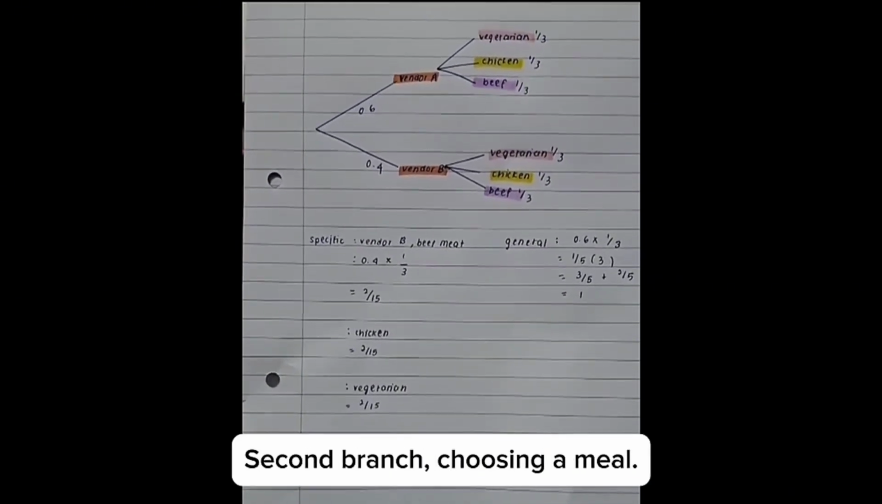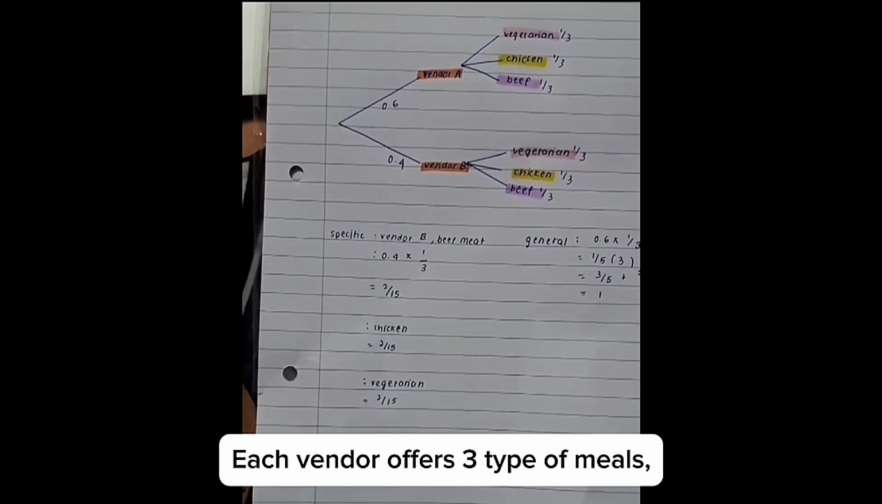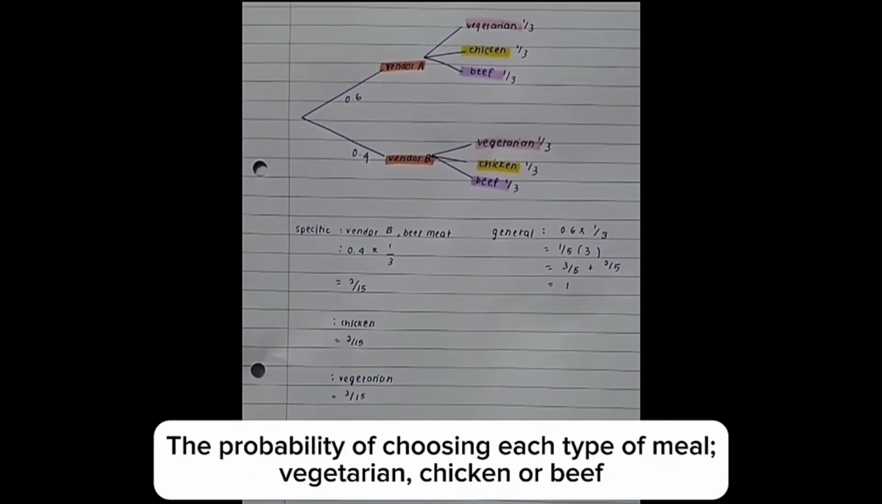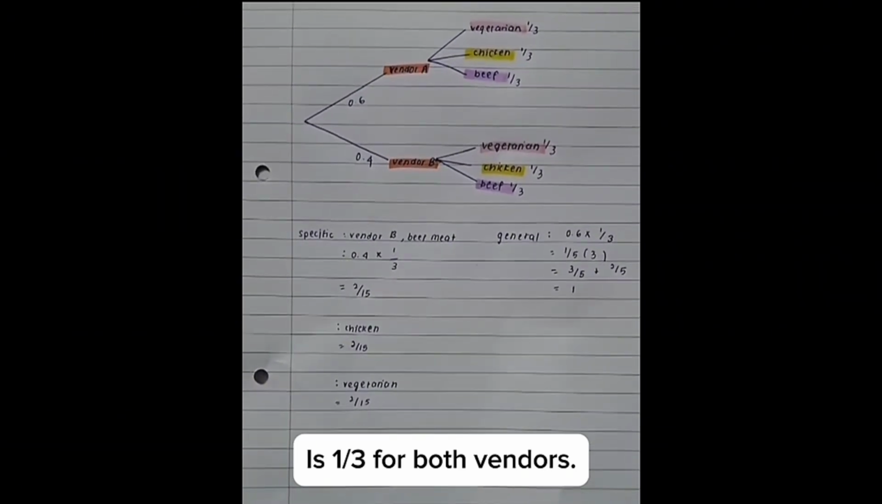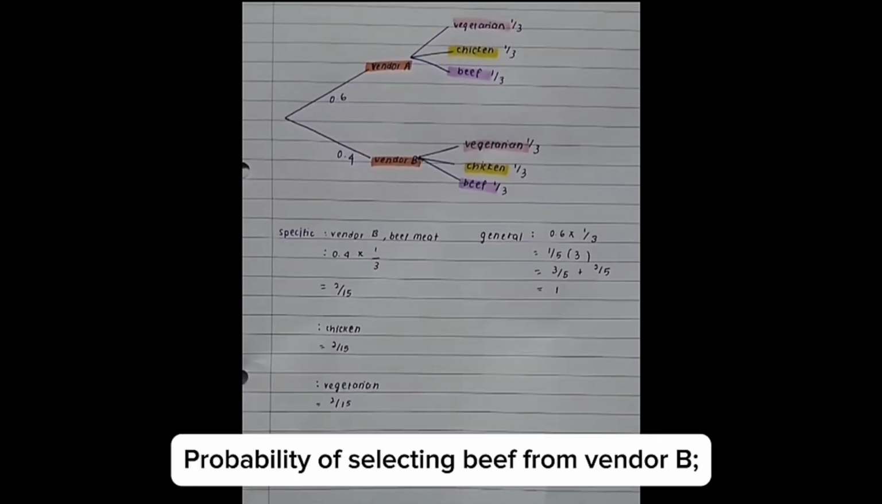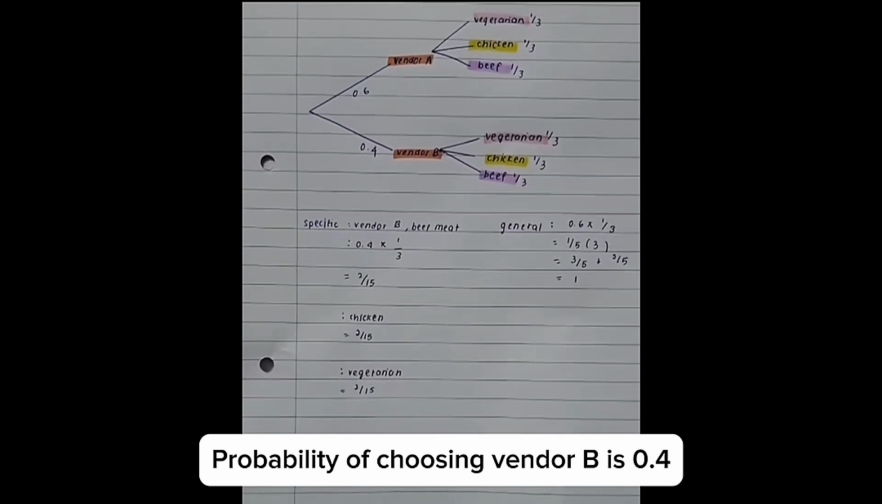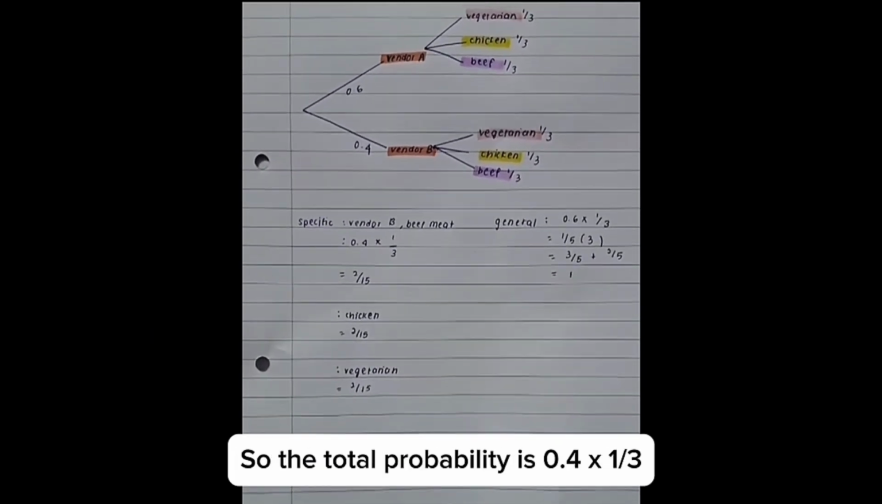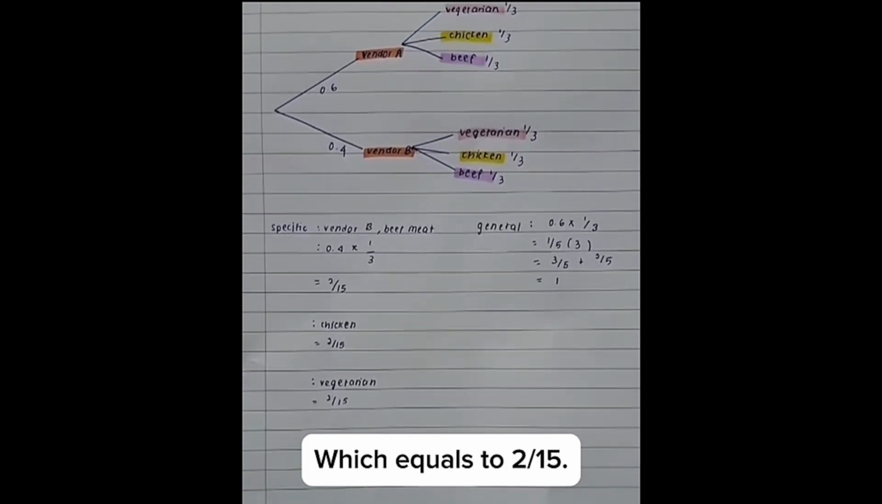Second branch, choosing a meal. Each vendor offers 3 types of meals: vegetarian, chicken and beef. The probability of choosing each type of meal, vegetarian, chicken or beef, is 1/3 for both vendors. Probability of selecting beef from vendor B: the probability of choosing vendor B is 0.4, and the probability of choosing beef from vendor B is 1/3. So the total probability is 0.4 times 1/3, which equals 2/15.